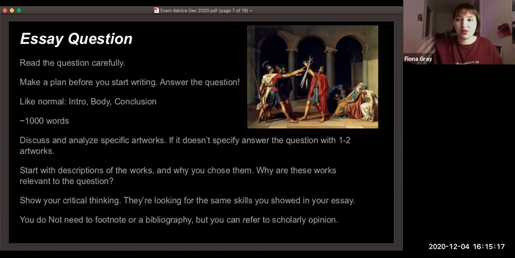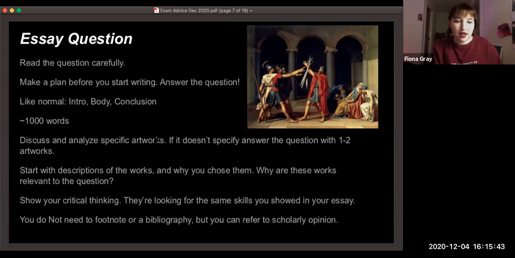And as with visual analysis, use the same skills in your essay to describe the work and then analyze it. Also, I think it's useful to think, why did you choose this artwork to answer this question? Because that'll help you find your argument. And again, they're not looking for just a list of facts recited from the lecture. They're looking for critical thinking and analysis.